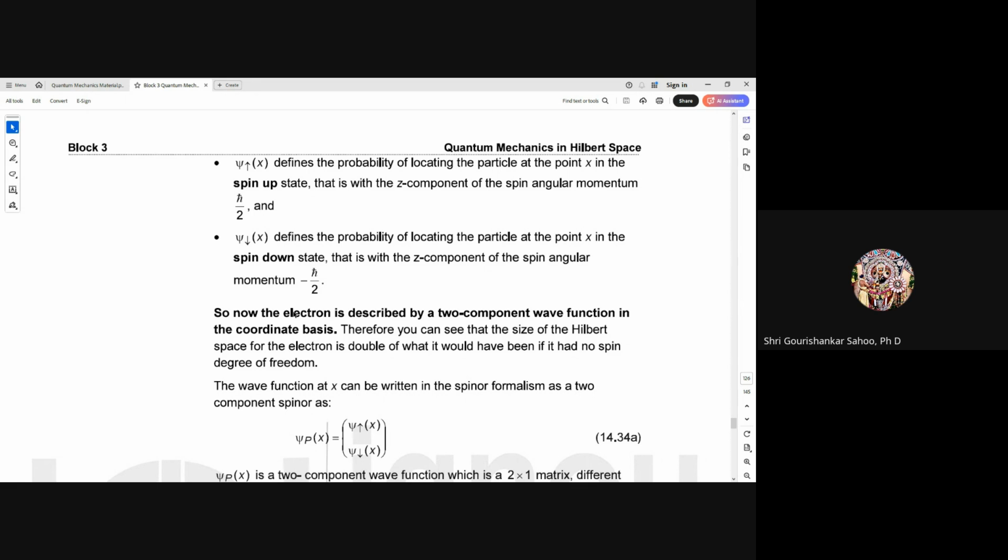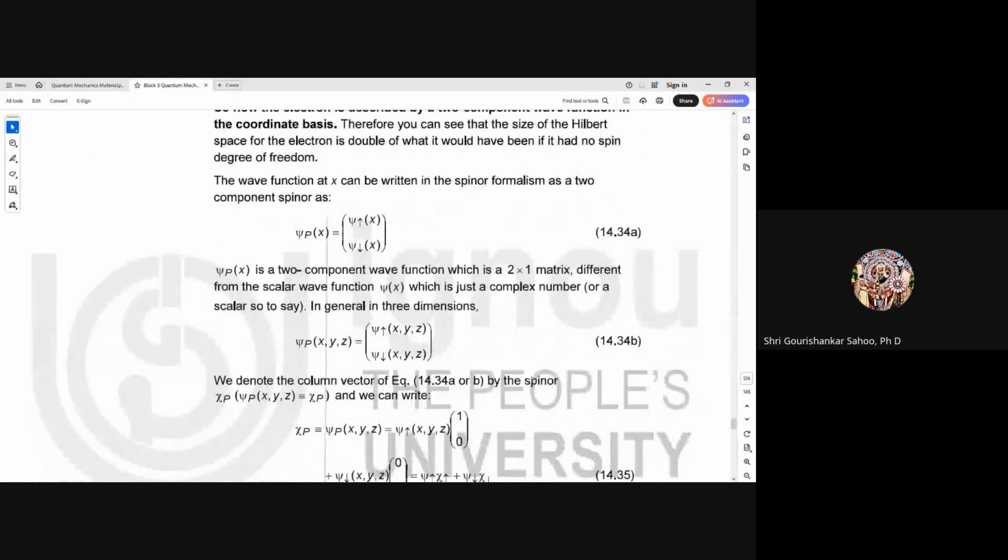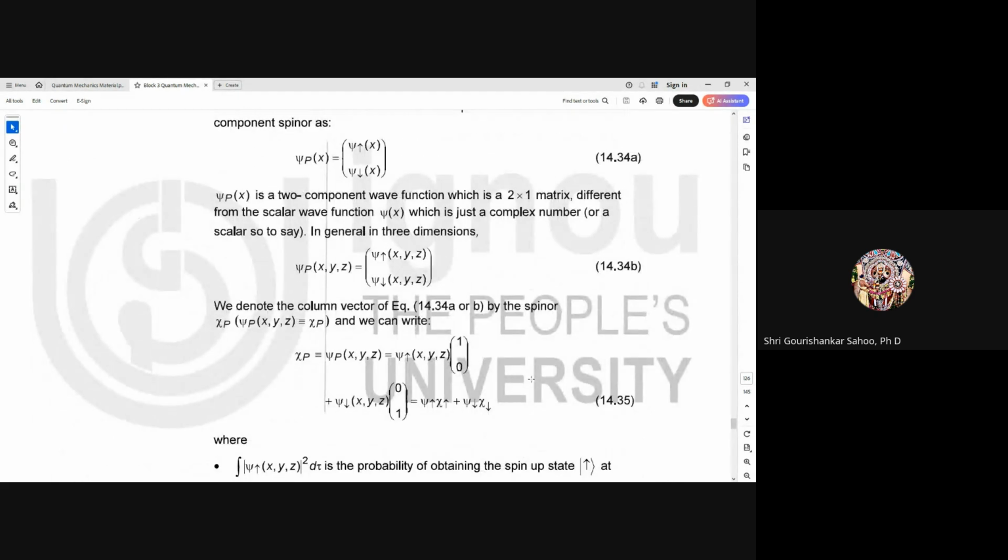So now the electron is described by a two-component wave function in a coordinate basis. Therefore, you can see that the size of the Hilbert space for the electron is double of what it would have been if it had no spin degree of freedom. And the wave function at x can be written in spinor formalism as a two-component spinor. So you can write psi(r) equal to psi up and psi down in a column matrix. And psi(r) is a two-component wave function, a 2 by 1 matrix, different from a scalar wave function, which is just a complex number.